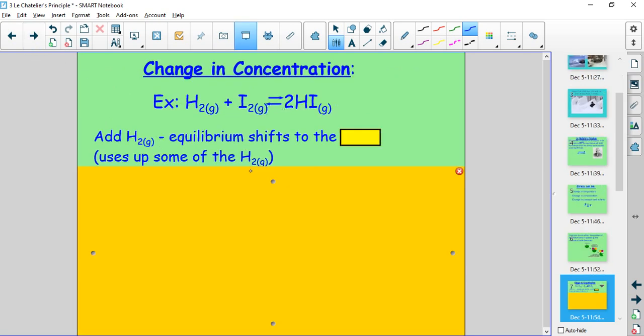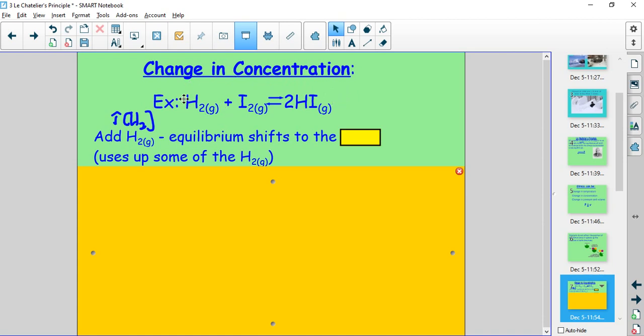Here are some examples that will help us understand how a system will respond to a stress. This is our reference formula. Now, if you add hydrogen gas, this is a change in concentration. We're increasing the concentration of hydrogen gas in this case. The equilibrium will then shift in what direction? Your options are to the left in favor of the reactants, or to the right in favor of the products.